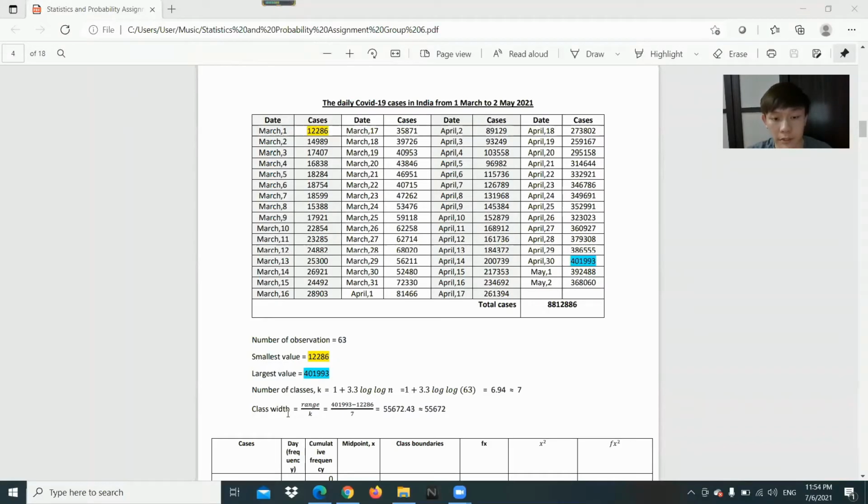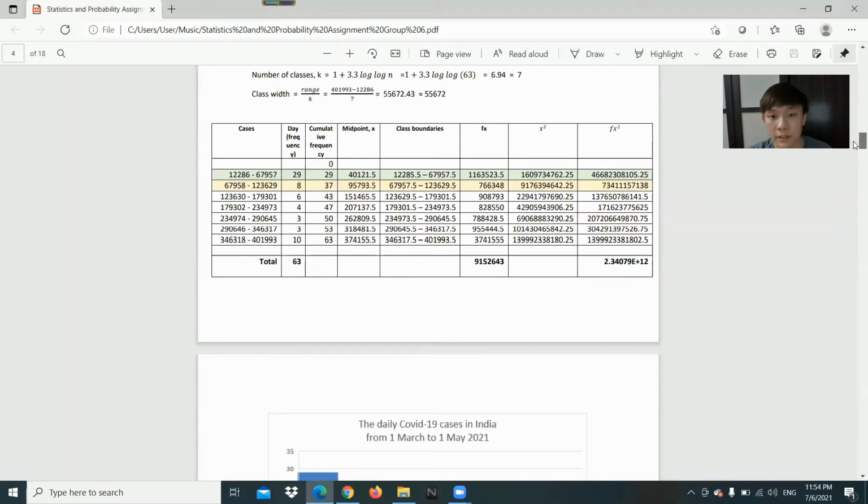And the next one is the class width. The class width is the range divided by the K we got from here. We use 401993 minus 12286, then divide by K, which is 7. Then we will get 55672.43. Then we will round it off to 55672. And the next is the grouped data for our daily COVID-19 cases in India for 2 months.